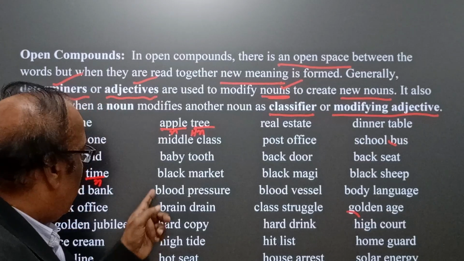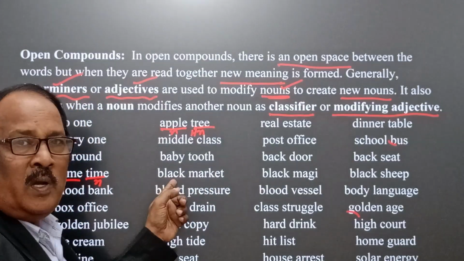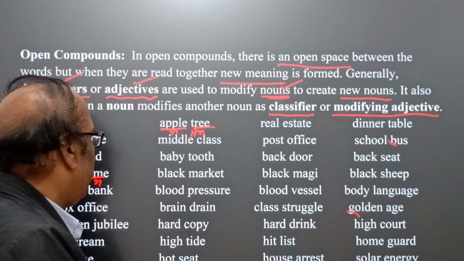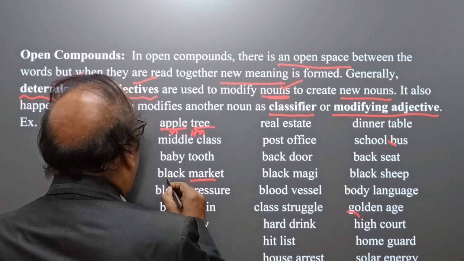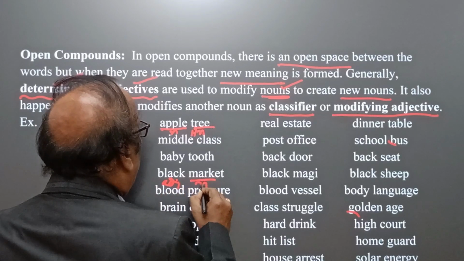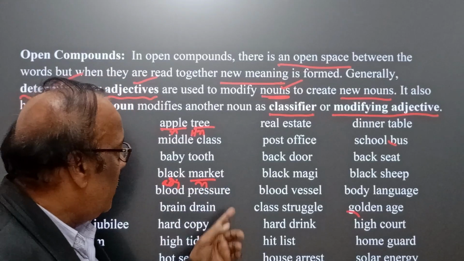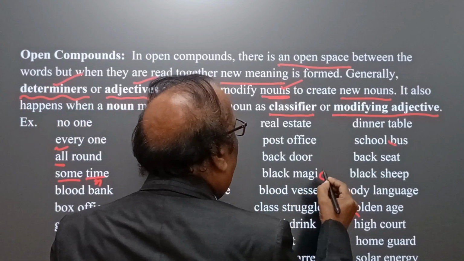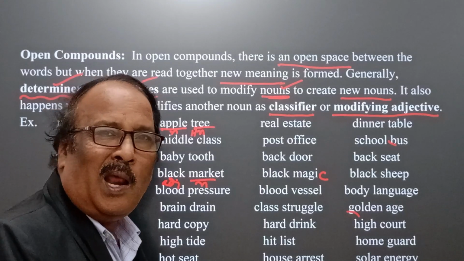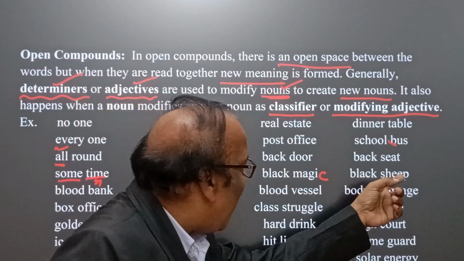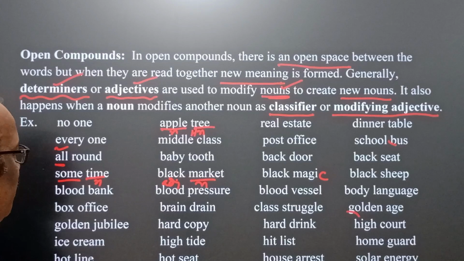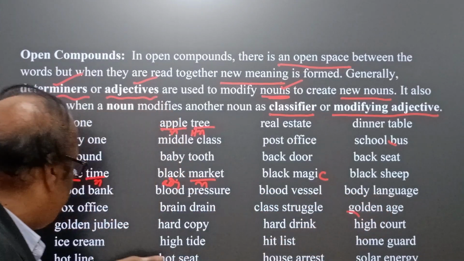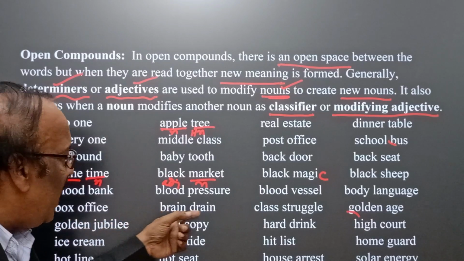Sometime, yes. Black market: black is an adjective, a determiner. Black market, here market is a noun, it is adjective and noun. So you see, listen, black market, black magic, Kala Jadoo, black magic, black sheep, blood bank, blood pressure, blood vessel, body language, box office, brain drain.